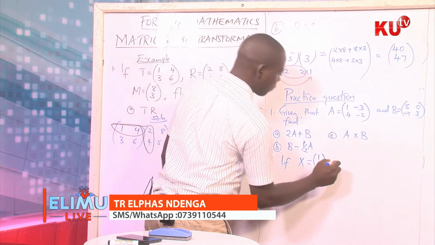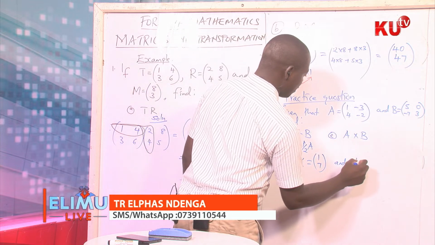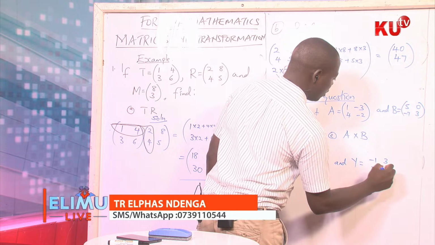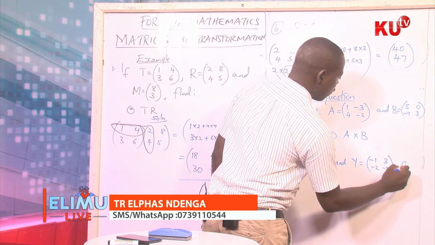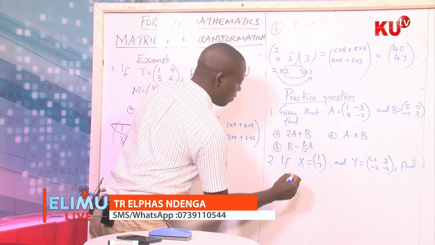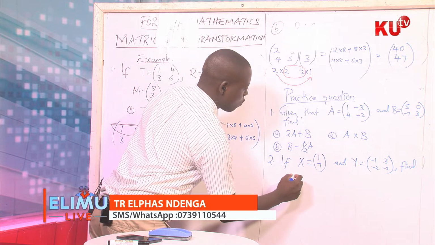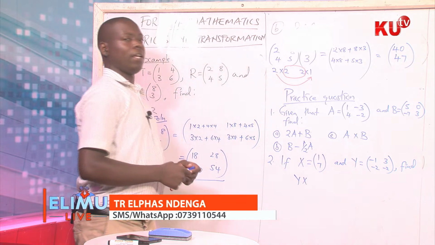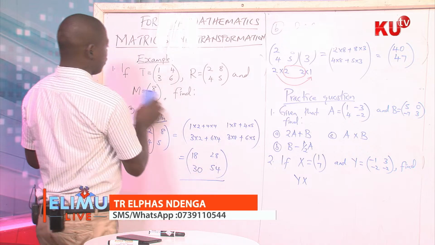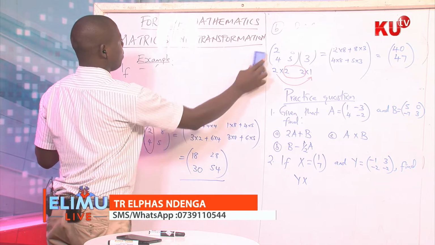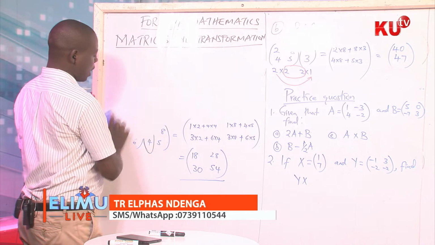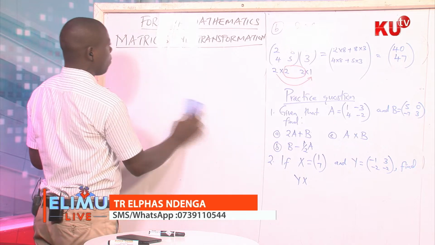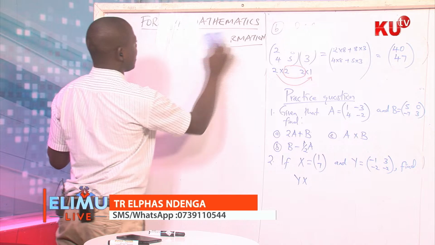And question 2 on that part, if X is a matrix 1, 7, and Y is -1, 3, -2, -2, find the matrix YX. Those 2 questions will help you students look at what we have discussed under the first part on operation on matrices.